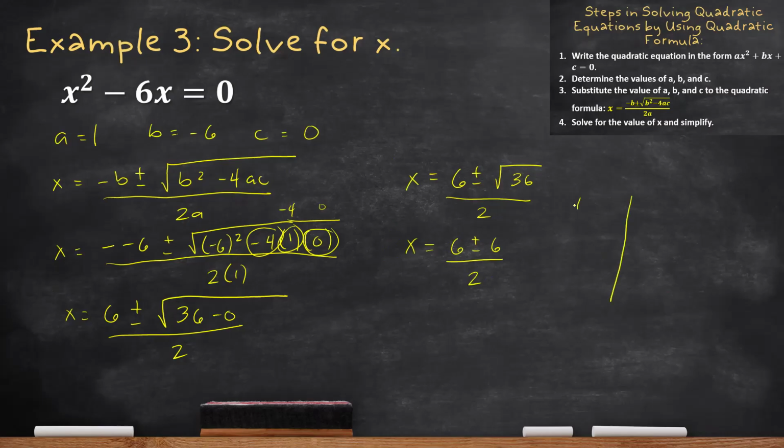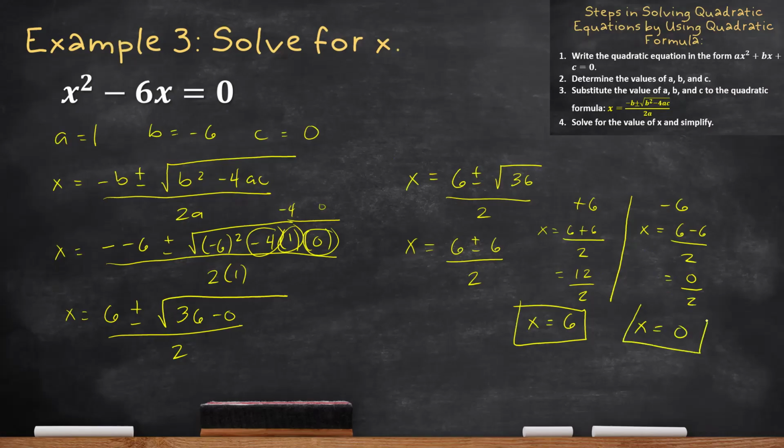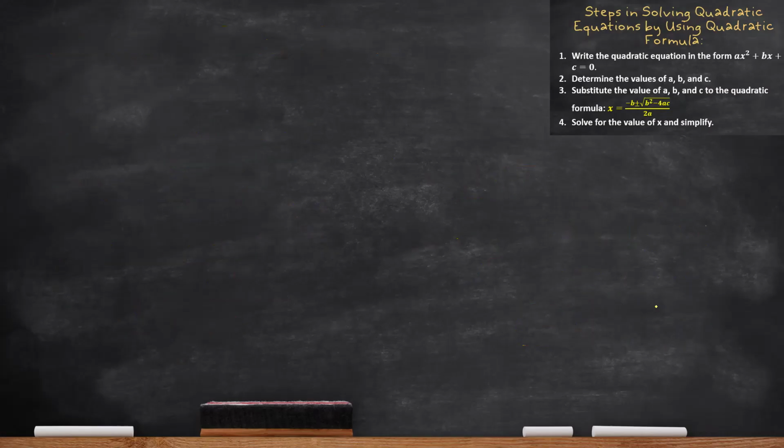So now, let's use positive 6 and negative 6. We're going to use positive 6. So we're going to have x equals 6 plus 6 over 2. Pag negative 6 naman, so x equals 6 minus 6 over 2. So 6 plus 6, that is 12 over 2. So x is equal to what? 6. And then sa kabila, 6 minus 6 is 0. So we're going to have 0 over 2, meaning x is equal to 0. Okay?